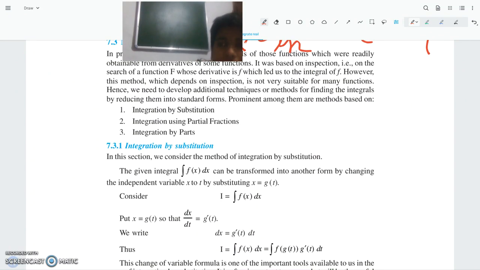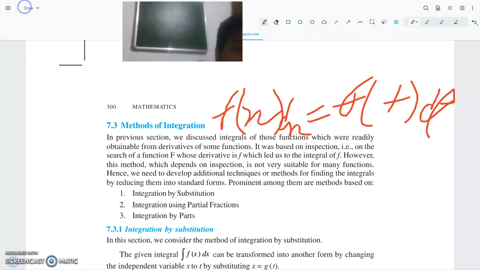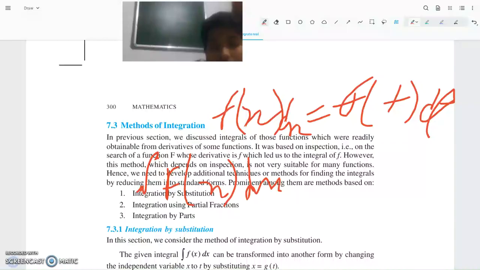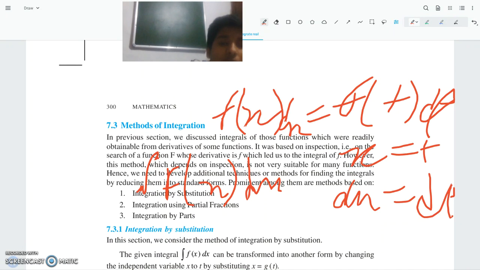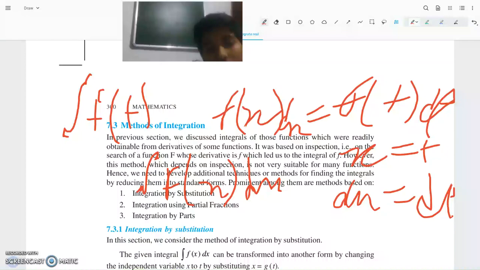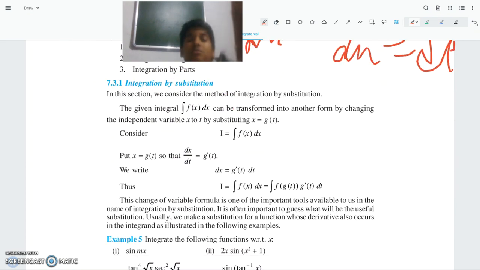Now, if it is integration of f of x dx, I am just giving an example: if x equals t, we can convert it into any variable. Then dx would be equal to dt, and f of x would be equal to f of t. Then the integration can be written as integration of f of t dt. Right now you would say we did not do anything, but you will be able to use this easily in questions. Questions would explain everything.